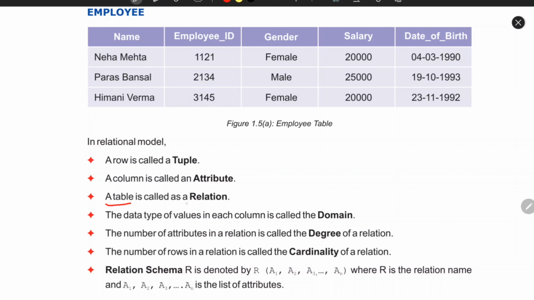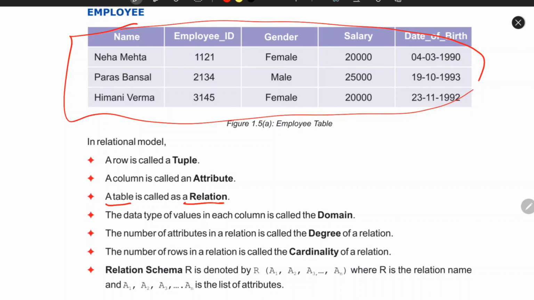Next, a table is also called a relation. That table which we have is also called a relation.